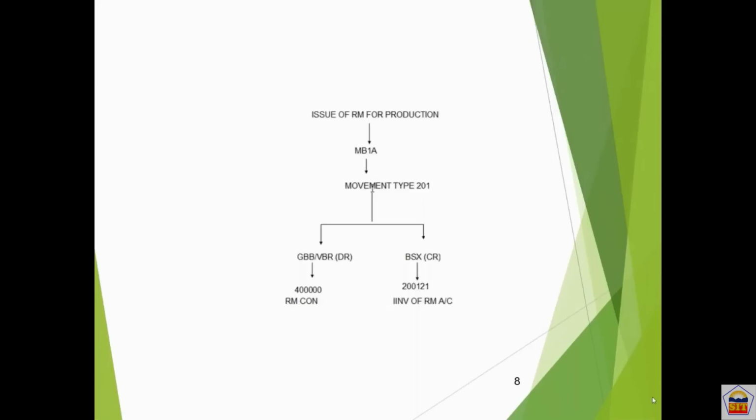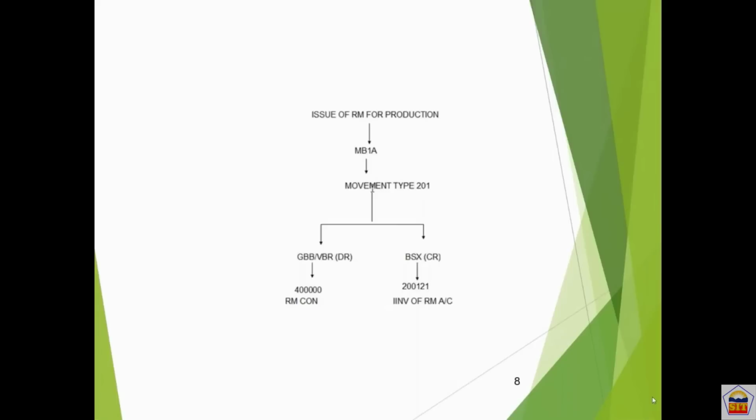The system will automatically give you the relevant movement type. In this case, the movement type is going to be 201, and this movement type will trigger your transaction event key. So GBB slash VBR, BSX, these are the transaction event keys. Under these transaction event keys, you are going to link your GL. If you use any GL under GBB, it is going to debit. If you link the GL under the BSX, it is going to credit.